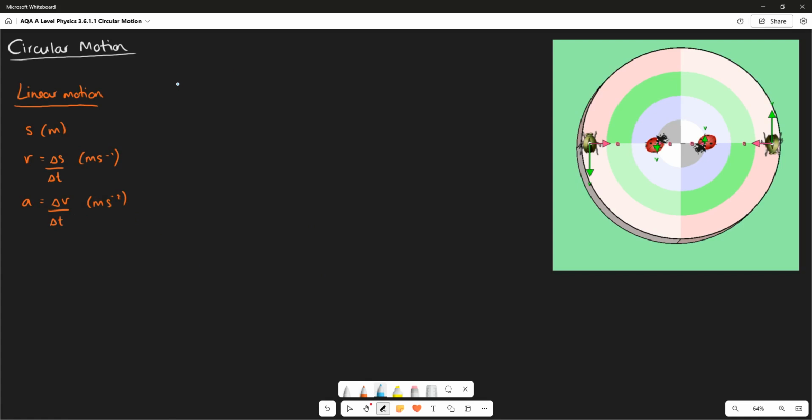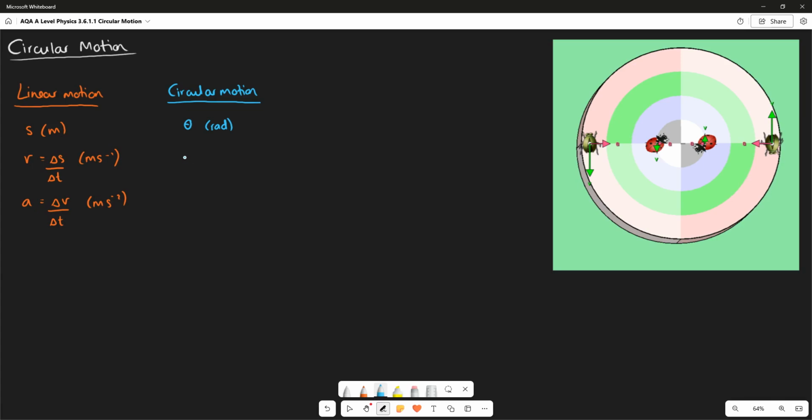Now that we're going to discuss circular motion, there are equivalent terms. So instead of displacement, we have angular displacement, the angle through which the object has rotated, measured in radians. Note that 2 pi radians is equal to 360 degrees.